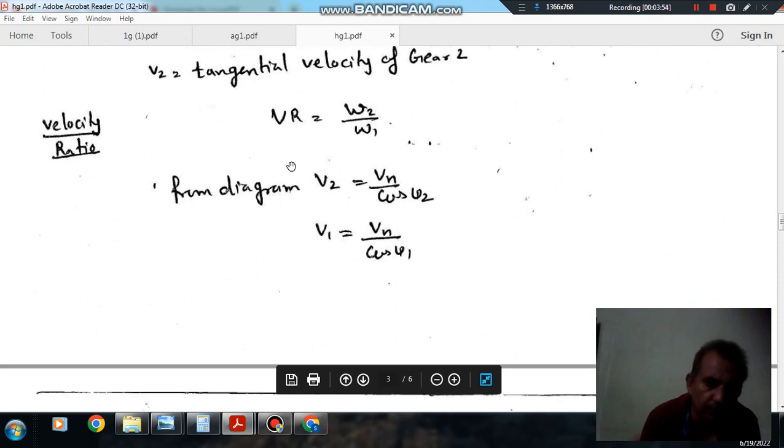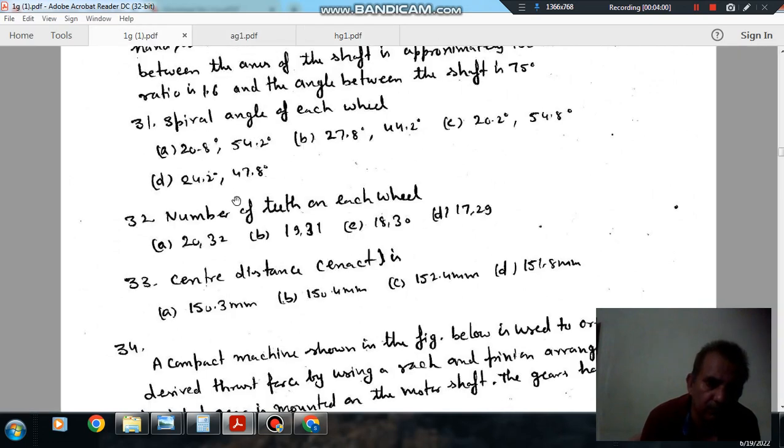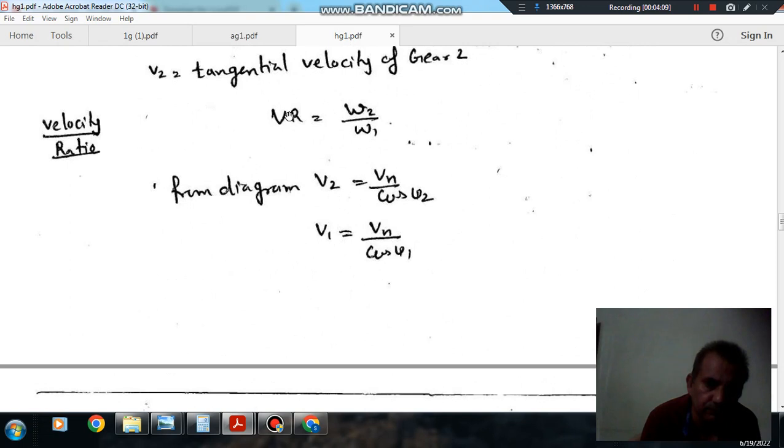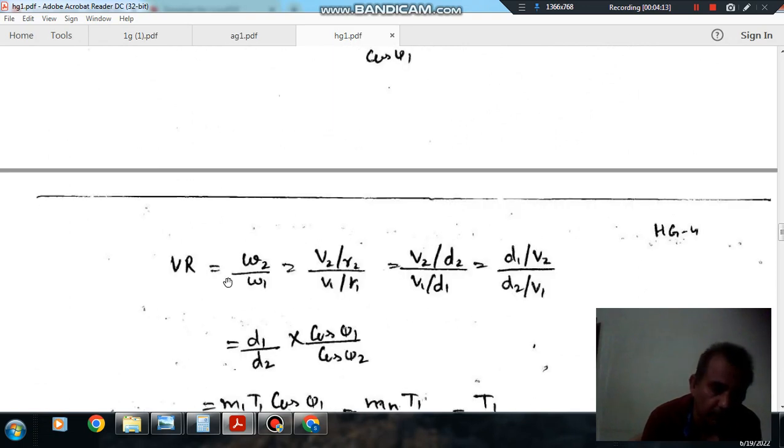Now the velocity ratio. The first question is the spiral angle of each wheel, and the velocity ratio, or speed ratio, is given. The velocity ratio is the angular velocity of gear 2 divided by the angular velocity of gear 1, and this is v2 by r2 divided by v1 by r1. So v2 by d2 over v1 by d1, or modifying this, d1 by v2 over d2 by v1.